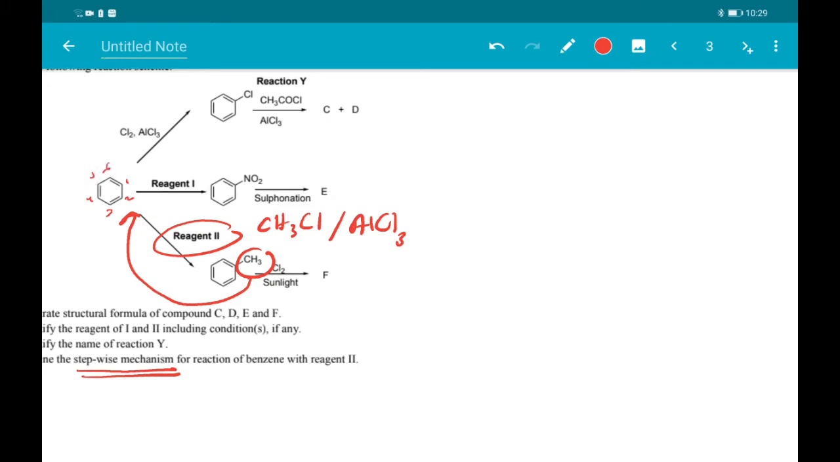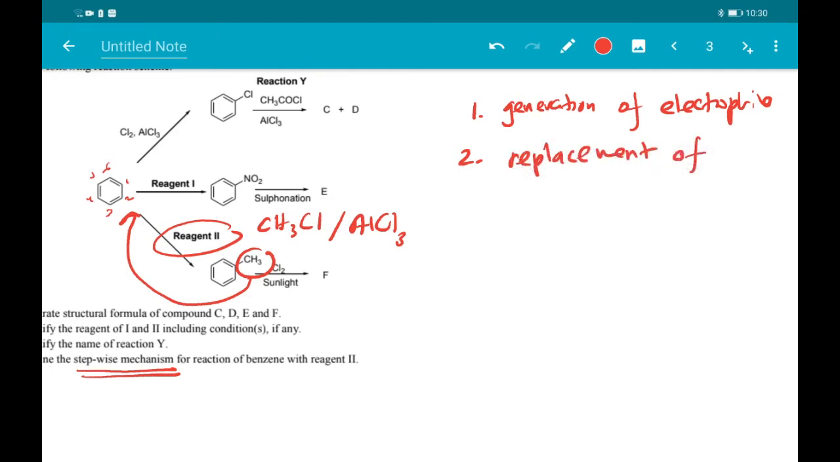For the mechanism, you need to show three things. The first one is the generation of the electrophile. After all, the name of the mechanism is electrophilic substitution reaction. Number 2 is the replacement of hydrogen from the benzene ring. The third one will be the regeneration of the catalyst.